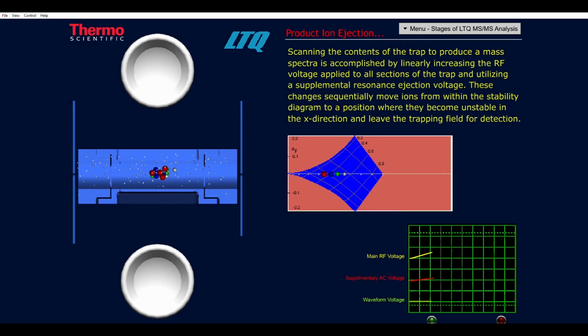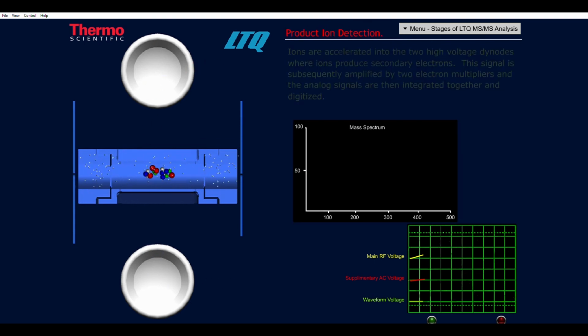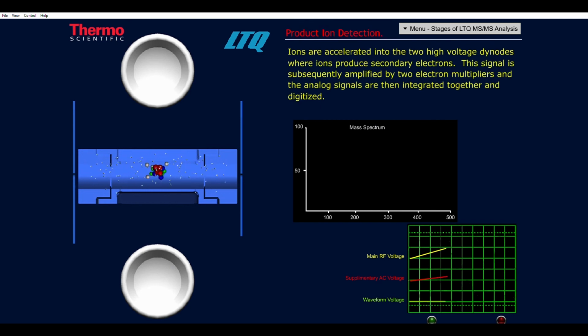So once we've got them trapped, we're going to scan the RF voltage. You can see a stability diagram on the side. And as we do, oh, that guy became unstable. It pops out and gets detected. Next biggest mass, next biggest mass, next biggest mass. So as we scan the RF, they're sequentially detected, starting with the smaller ions, which are less stable at the lower RFs, and the larger ions stay stable until the biggest RF values. And that gives us this mass spectrum. So we trap the ions and we sequentially scan them out to detect them and give us our signal.